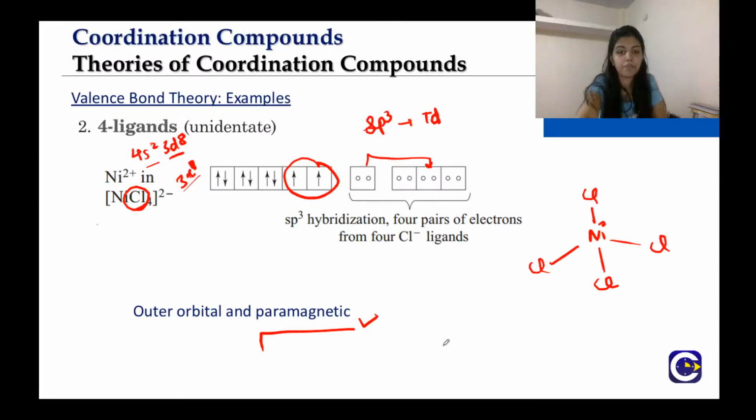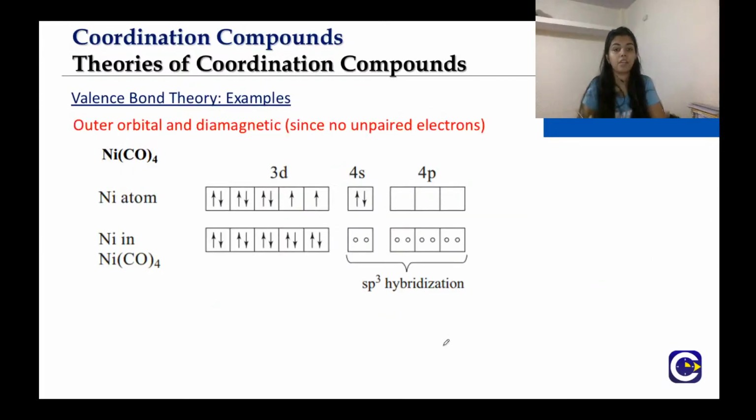Next. Now this is important. We have the tetracarbonyl complex of nickel. Here the oxidation state of nickel is 0. So it will be 4s2 3d8. Now this one is very important. We have 4s2 3d8, so basically the s orbital is not vacant now, right?